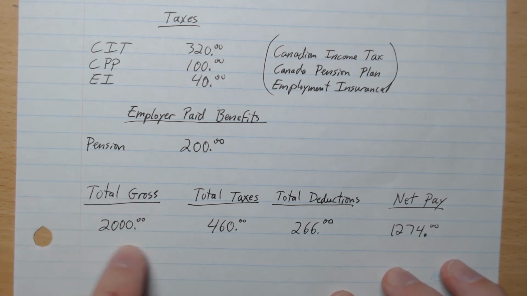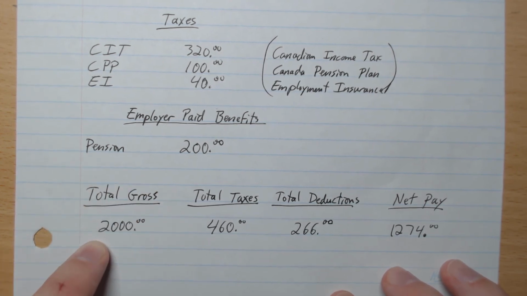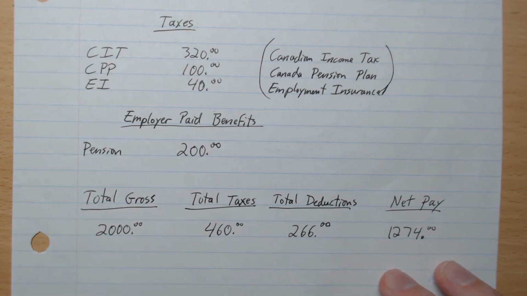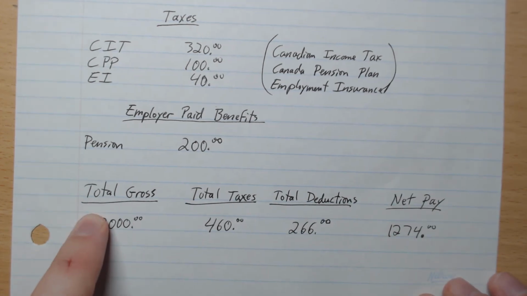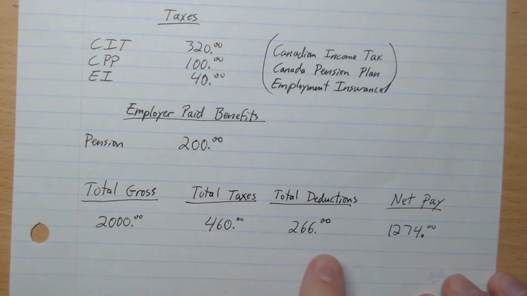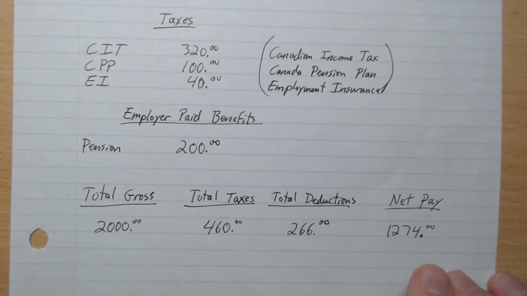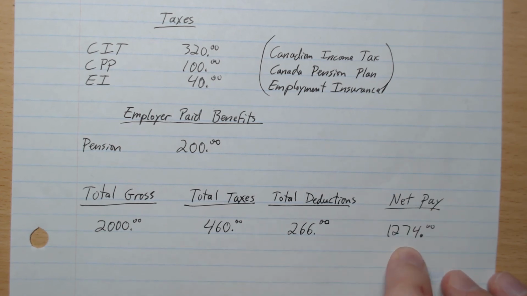So here we have total gross, right? This is all your hours and earnings before tax and deductions. Total taxes, total deductions, and then you have net pay. So 2,000 minus 460 minus 266, giving 1,274. And this is the amount that goes into your checking account, and this is your purchasing power.